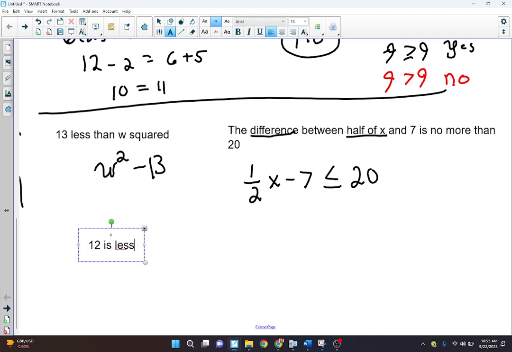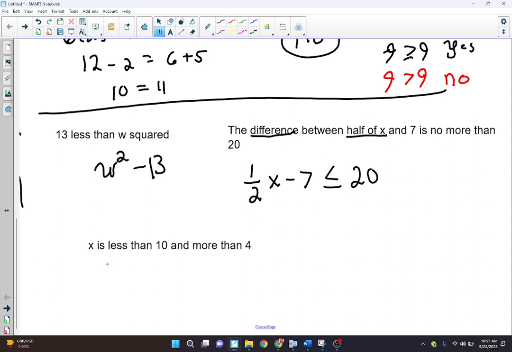x is less than 10, but more than 4. So this is a basic one of the ones we've done before where we have a double situation. x is less than 10. This is a is less than. So x is smaller than 10. And x is more than 4. So x is greater than 4.